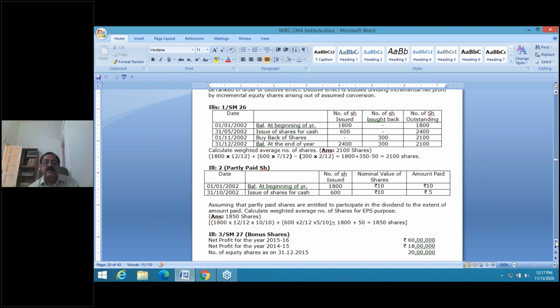Because it must be out of 1800. Initially I have taken 1800 for 12 months. Out of that, for 300 shares the 2 months outstanding period is reduced. So what comes, friend? 1800 plus 350 minus 50, 2100. If anybody has the module with him, you can check that the answer in your module is not 2100. Friends, is it clear to you?